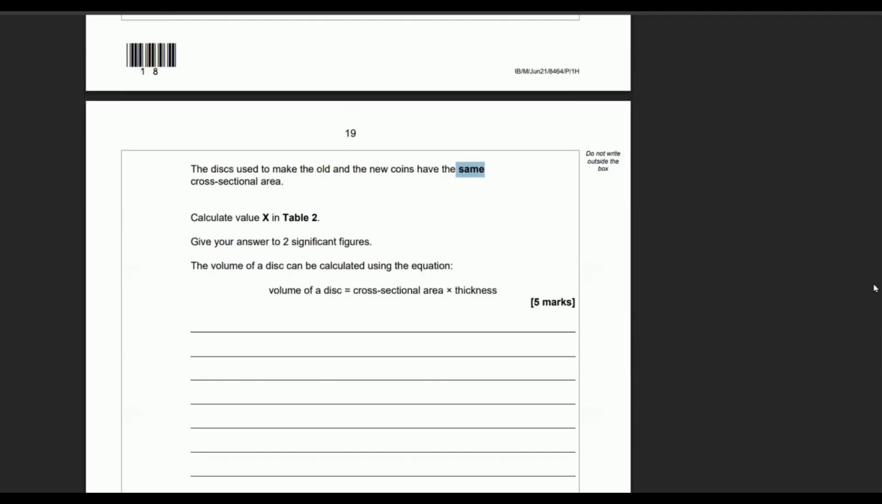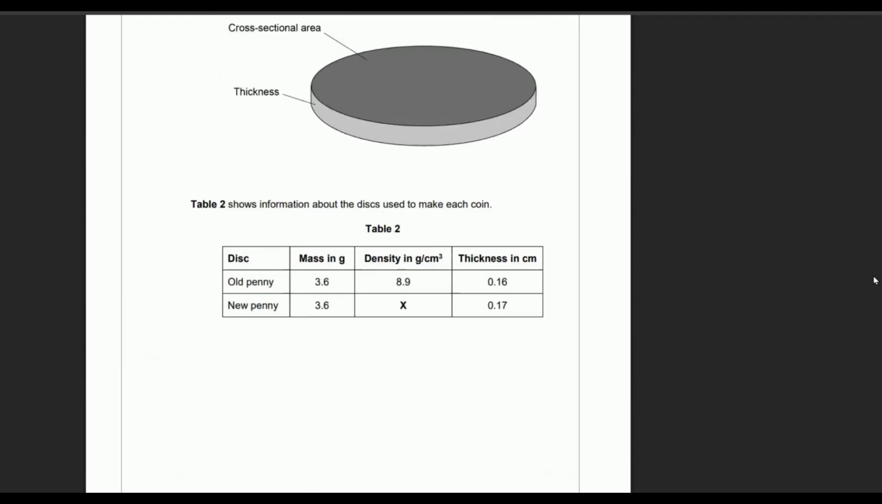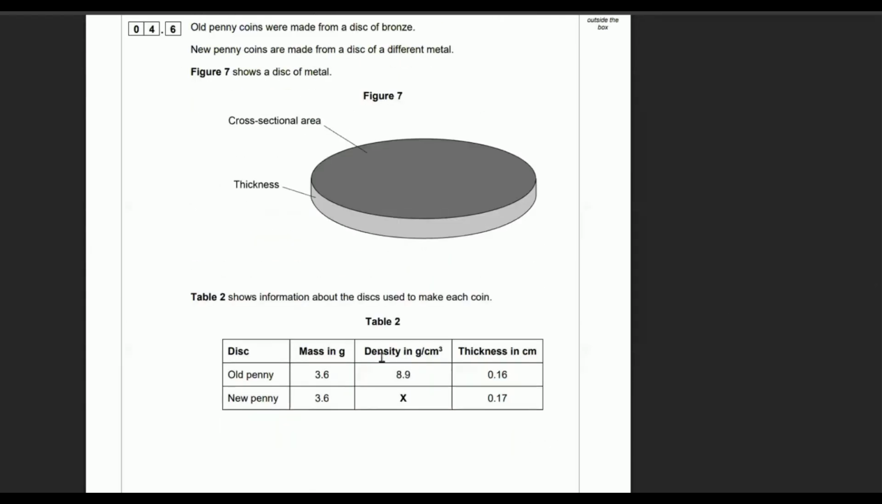So let's go up and see how we're going to do this. Okay, we need to find density. So we're definitely going to at some point need density equals mass over volume. Now, we're not given the volume of anything, but we've got all the data for the old penny. If we can work out the volume of the old penny and the area of the old penny, then we can smash that in to work out the information here.